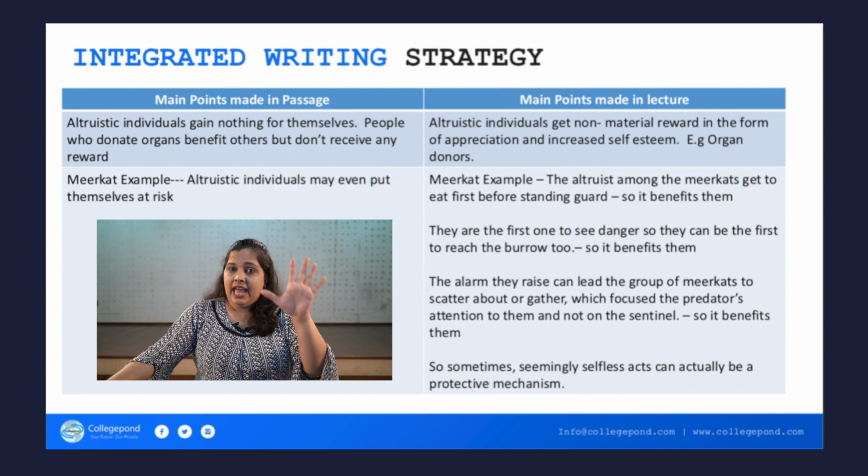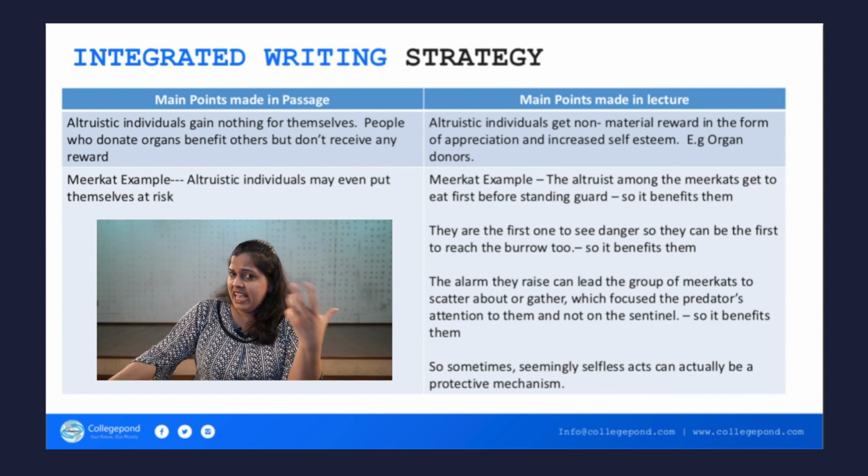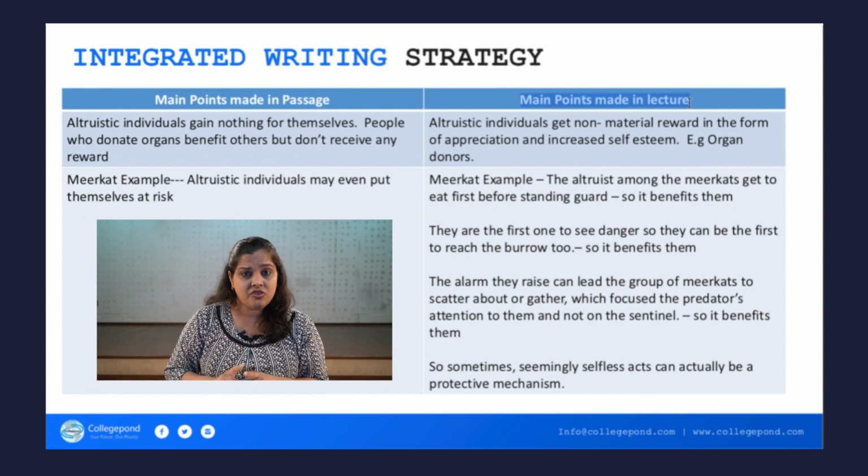Now once I have these points clear in my mind, I can move to the audio file. Now please note, in this particular passage we had 2 points, but you may have passages where you can have around 3 to 4 points as well. That's not unheard of, right? So coming to the main points made in the lecture. Now this is where it gets tricky.